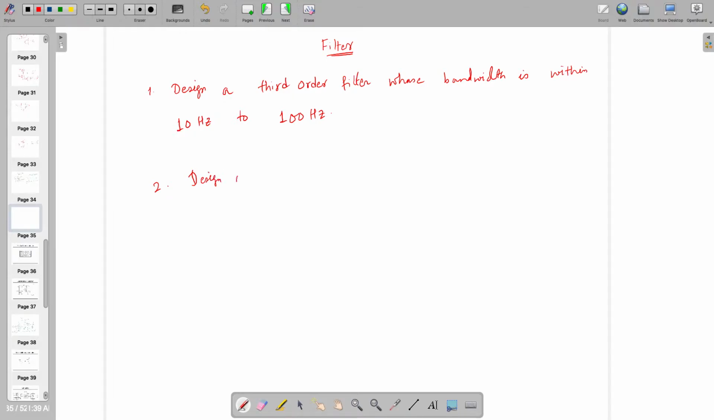Design a third order filter with bandwidth of 3 kilohertz to how much? 3 kilo to 22 kilohertz. Design a second order filter with bandwidth fourth.